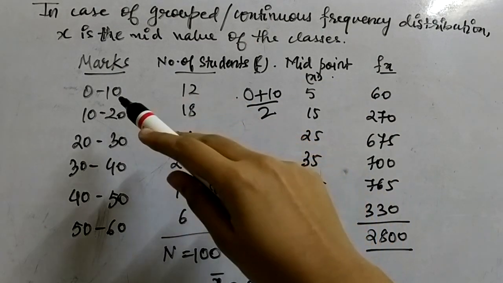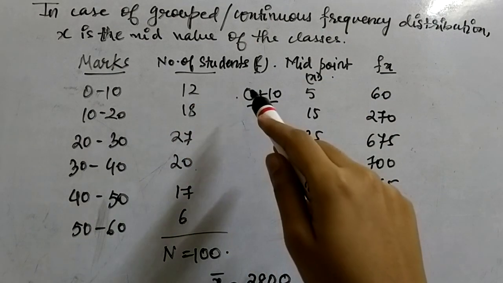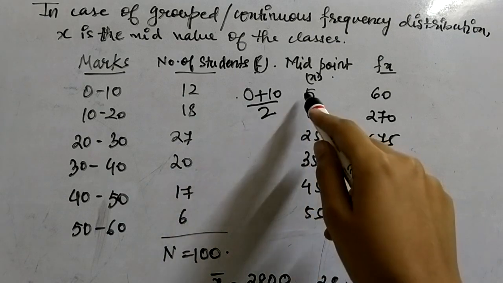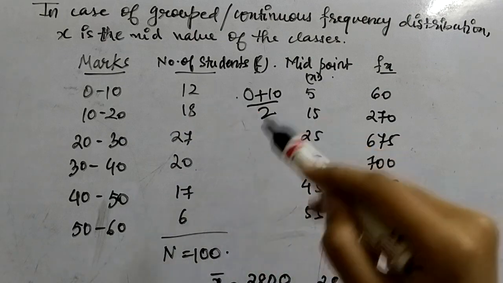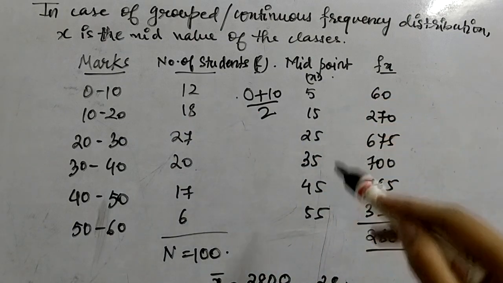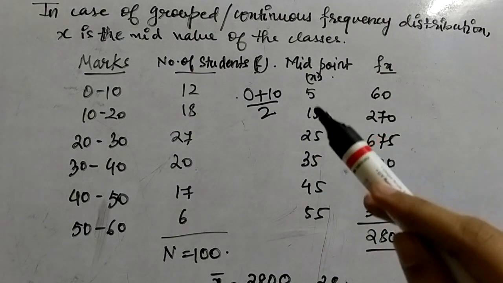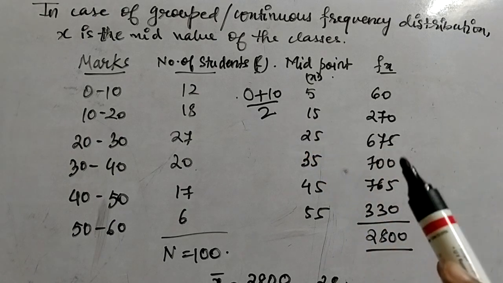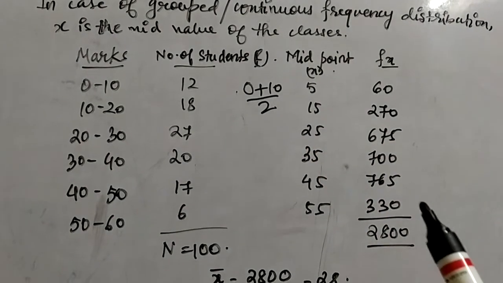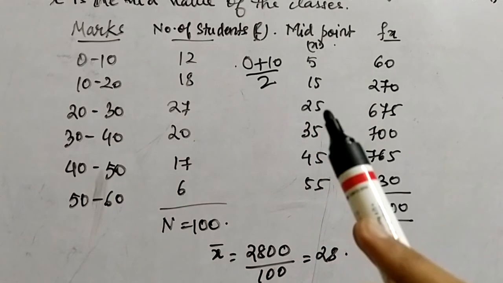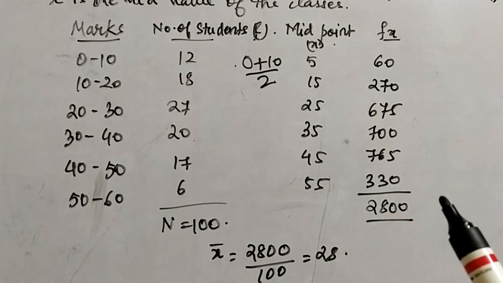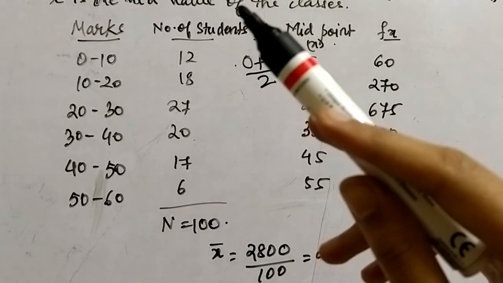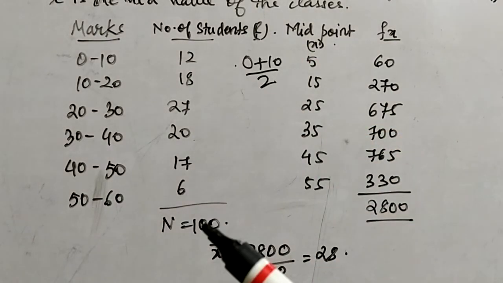In the first class, the lower limit is 0 and the upper limit is 10, divided by 2, which is 5. In the second class, 10 plus 20 divided by 2 is 15, and in this way you can find out the remaining mid values. The whole process is just the same. You just have to multiply frequency with the mid value, find the sum total of all the products, and divide it by the sum of all the frequencies.